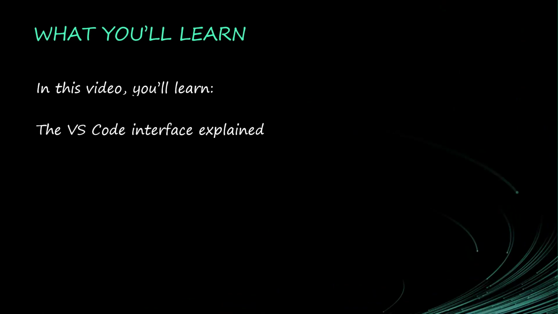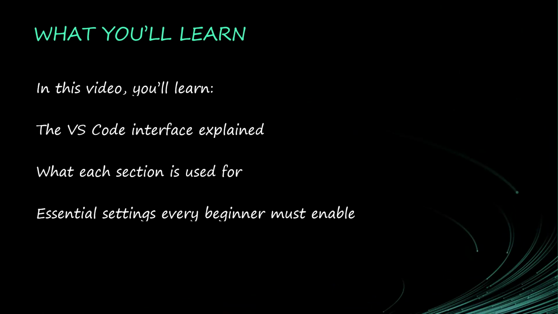In this video, we are going to understand the Visual Studio Code interface and what each section is used for. We're looking at the Explorer, the code editor, and other sections, and what they are used for. We also look at the essential settings every beginner must enable. Then we also show how to code faster with Visual Studio Code tools.